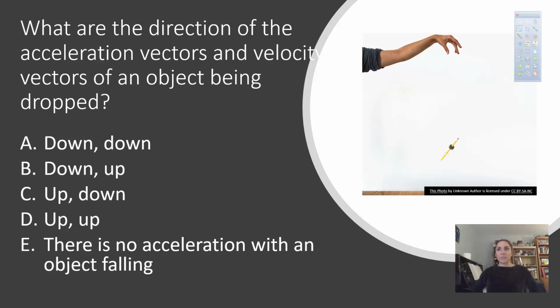Ooh, and I think this is the last one before we do lots of problems. So what are the direction vectors of acceleration and velocity of an object being dropped? Oh, look at that. My animation's working. Yay, so it's being dropped, right? What would it be? Let's try it out.